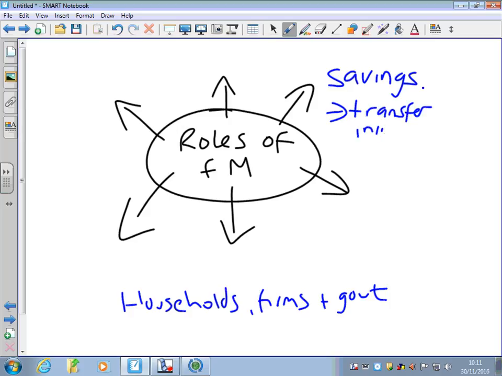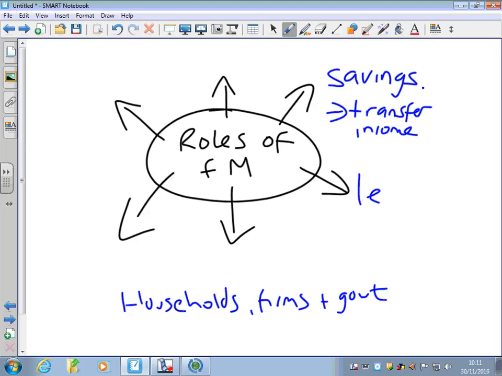But the reason why people save is often to transfer income to some point in the future. So this could be a young couple looking to buy their first home, but they first of all need to save that deposit to pay for it. It could be a firm saving up for future expansion. So you're delaying spending that money until some point in the future. Financial markets give people the means of being able to save their money securely and safely, and hopefully generate some kind of return on it as well.